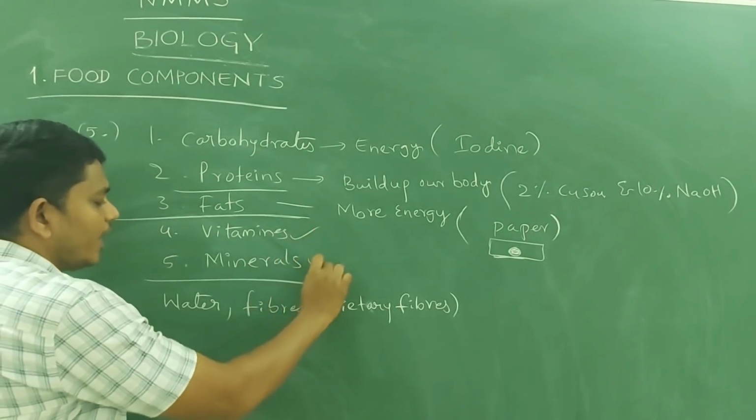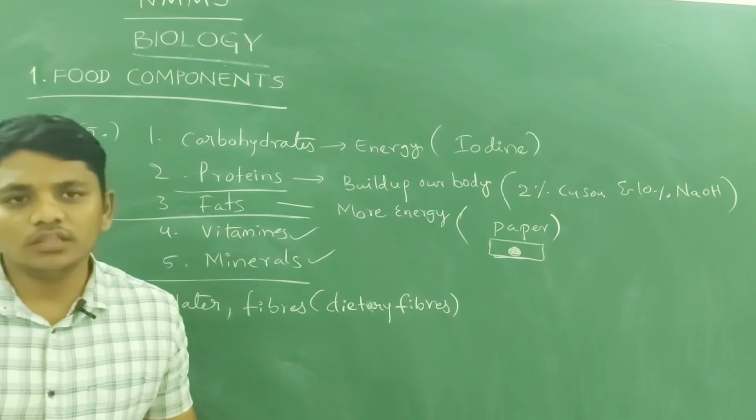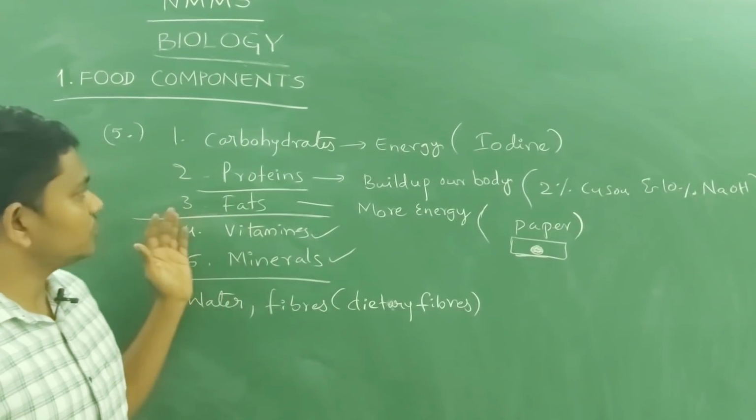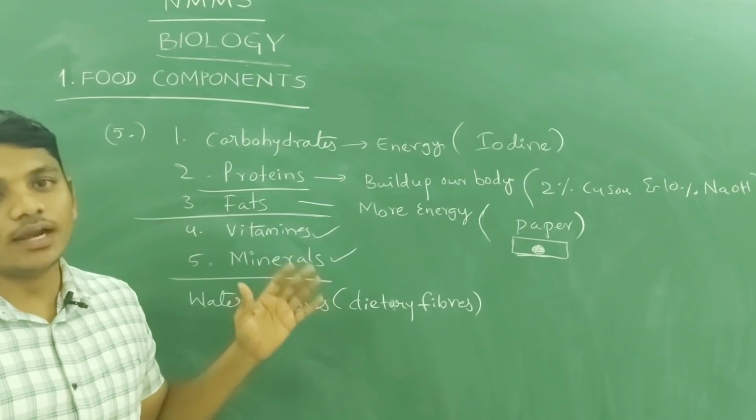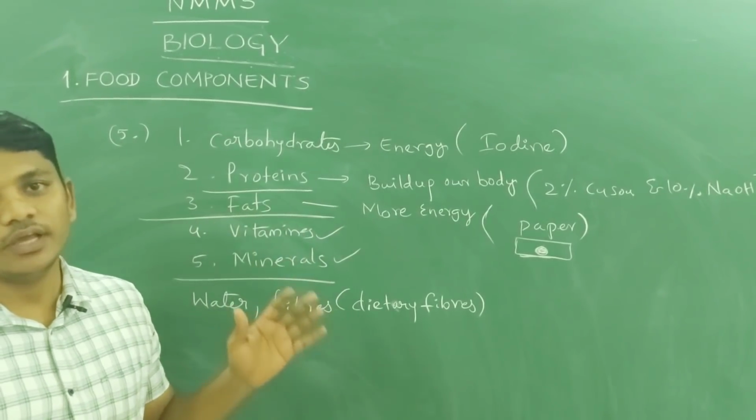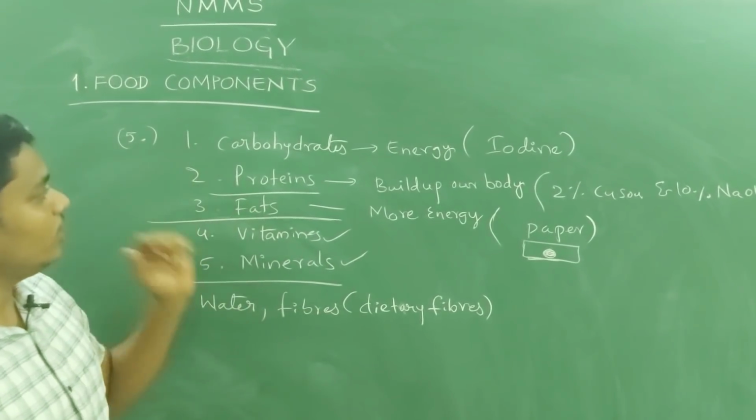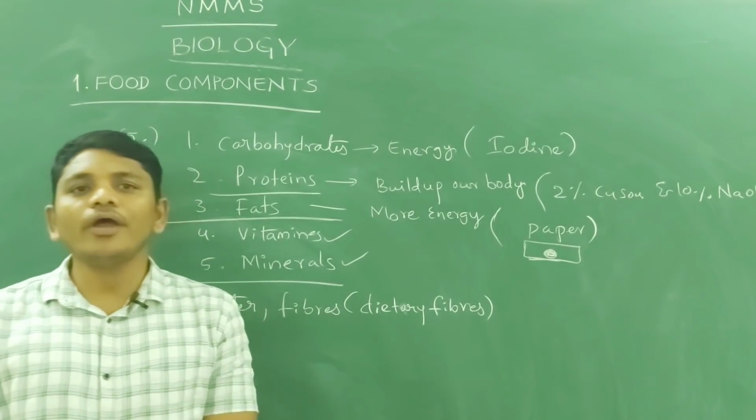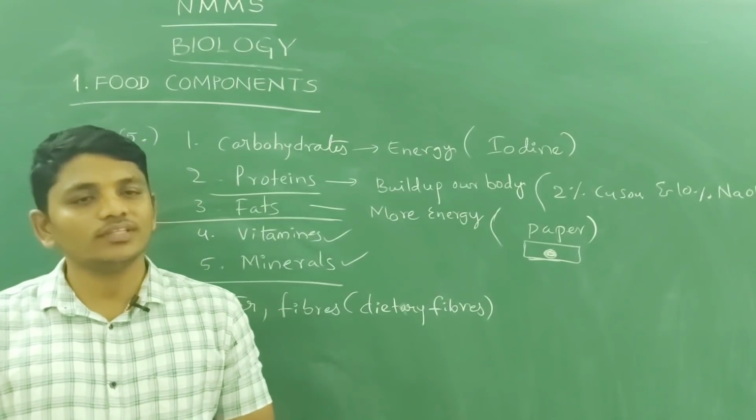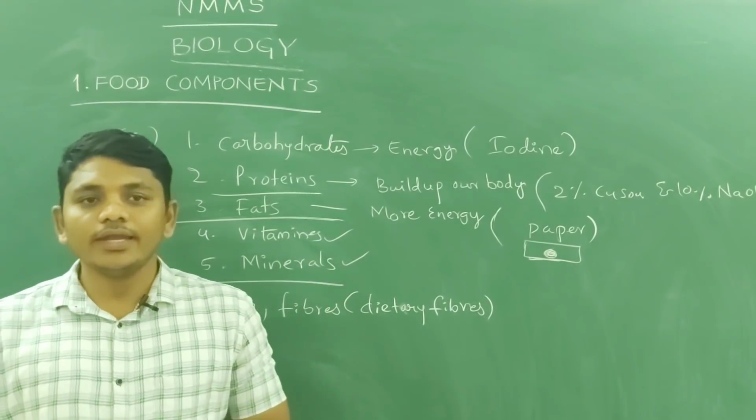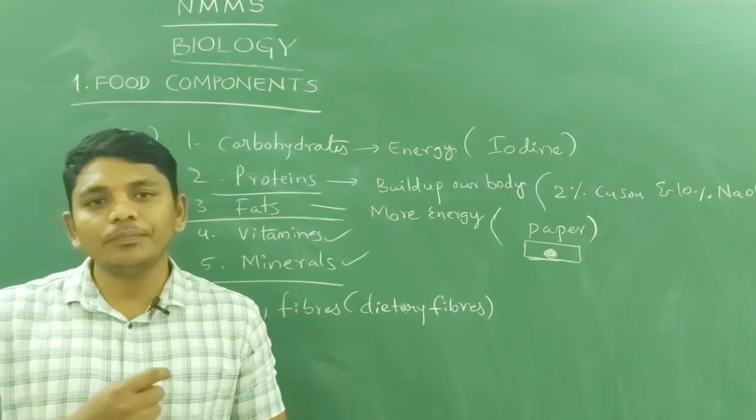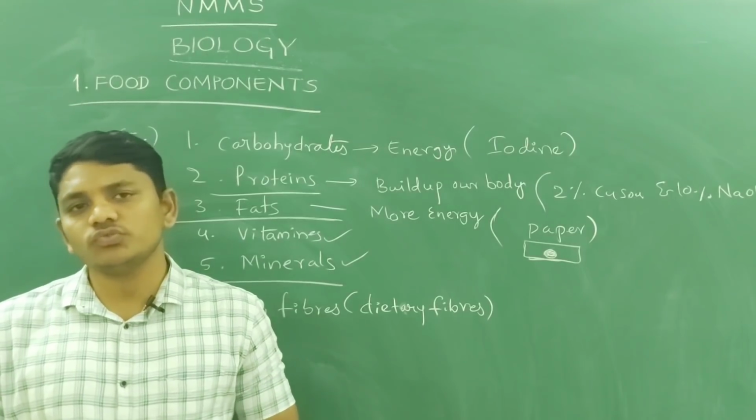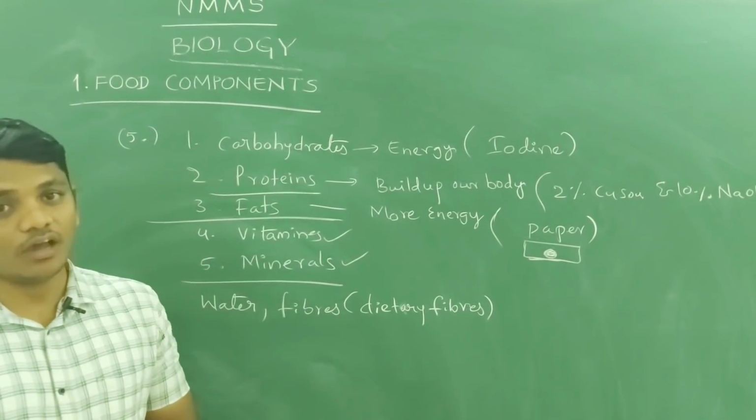Vitamins and minerals, water and fibers, all these things are also very essential for our body. Let us discuss the major food components in our regular food. Carbohydrates you can see first. Carbohydrates are mostly useful for giving energy and for growth and repair of our wounds. In this way it is very useful for human beings or any organism.